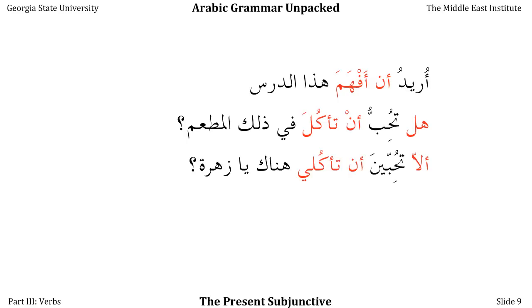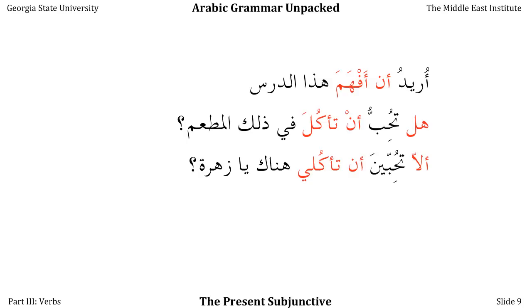Alla tuhibbina an ta'kuli hunaka ya Zahra? Hey, Zahra, don't you like to eat there? In this case, the first verb, tuhibbina, since we're talking to a woman, has the ina suffix, but the second verb, because it's subordinate to the conjunction en, loses its noon, and we just have the i suffix. This is something that's very frustrating for non-native speakers to learn to do quickly and well. So practice it. Alla tuhibbina an ta'kuli hunaka ya Zahra? Don't you like to eat there, Zahra?